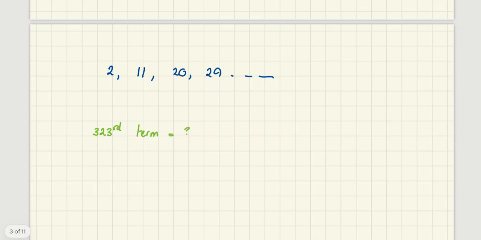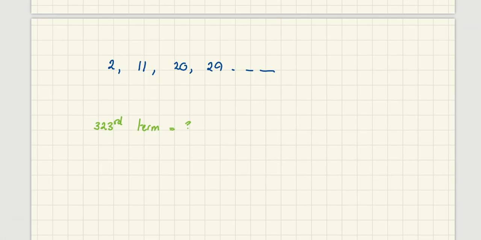What's the 323rd term in that sequence? Write it down in your book. Once you've done that, we'll discuss your answers. So what's our method? We first need to work out the D, which is 9, plus 9 every time. Okay, so D is 9. So the 323rd term would be 2 plus, how many lots of 9 is it going to be?